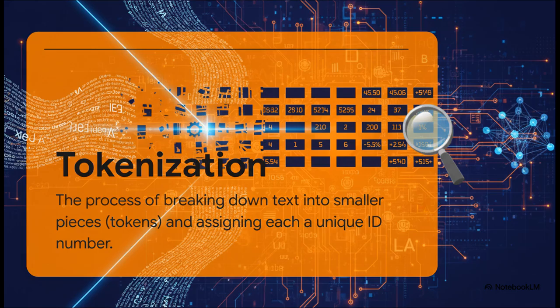Now here's a key thing. A computer can't read words like you and I do. It only understands numbers. So the very next step is something called tokenization. This is the process where all that text gets chopped up into smaller pieces, we call them tokens, and each unique token gets its own special numerical ID. It's basically the AI's alphabet, and it's what allows it to process language mathematically.